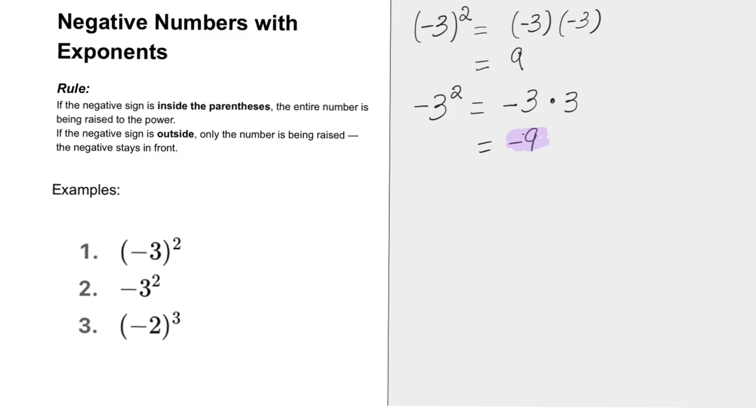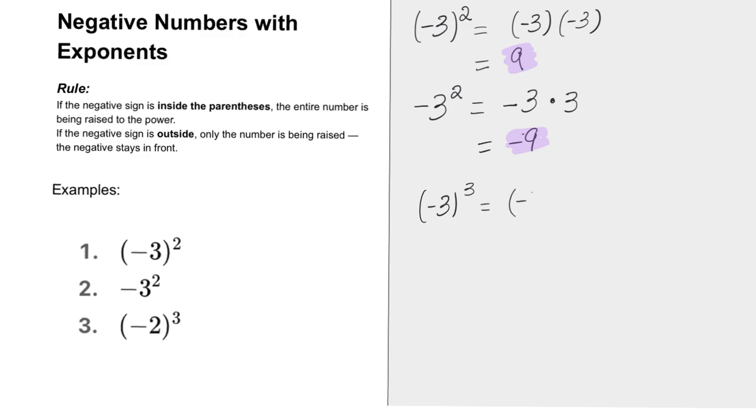So make sure when you are writing a negative number, and you know it's a negative base, you need to put it inside the parentheses in order to raise it to a power. Okay, one other thing that I would like to tell you is, what if -3 is raised to the third power? What does that mean?